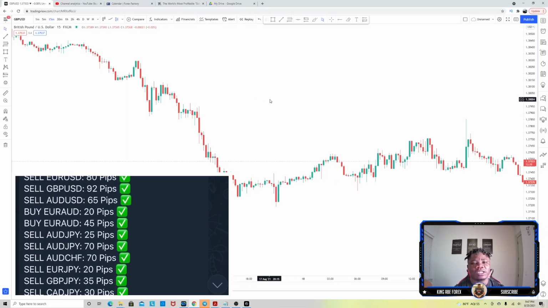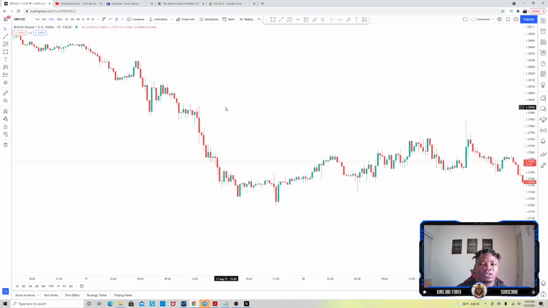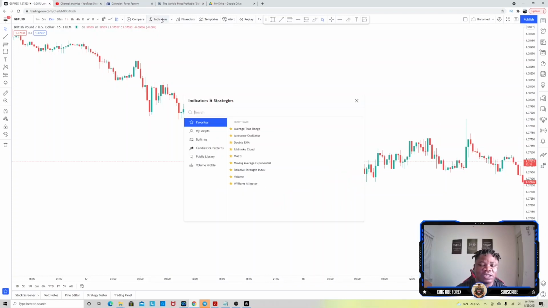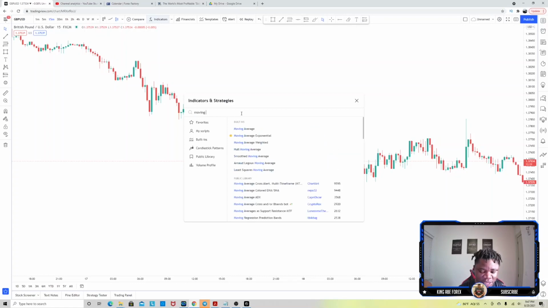So to use this scalping strategy, what I want you guys to do is you go here to your indicators and you just search for moving average exponential, which is EMA. Make sure you use moving average exponential, not simple moving average. So you click on it 3 times.